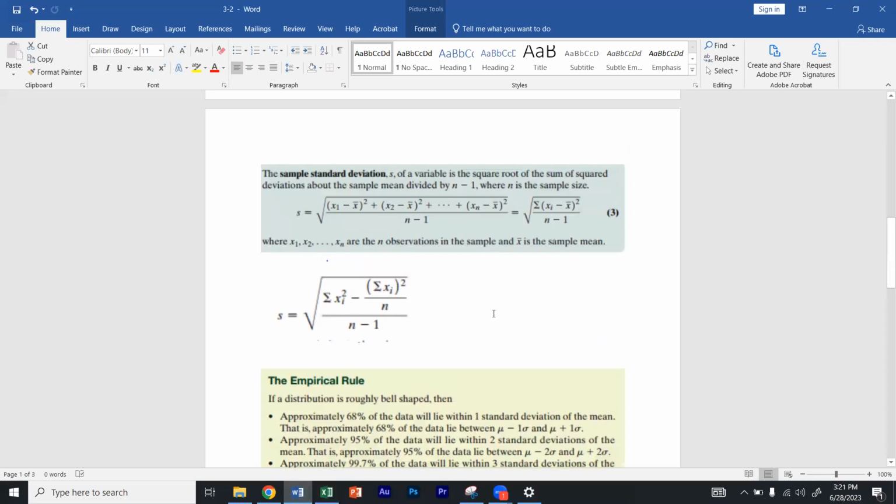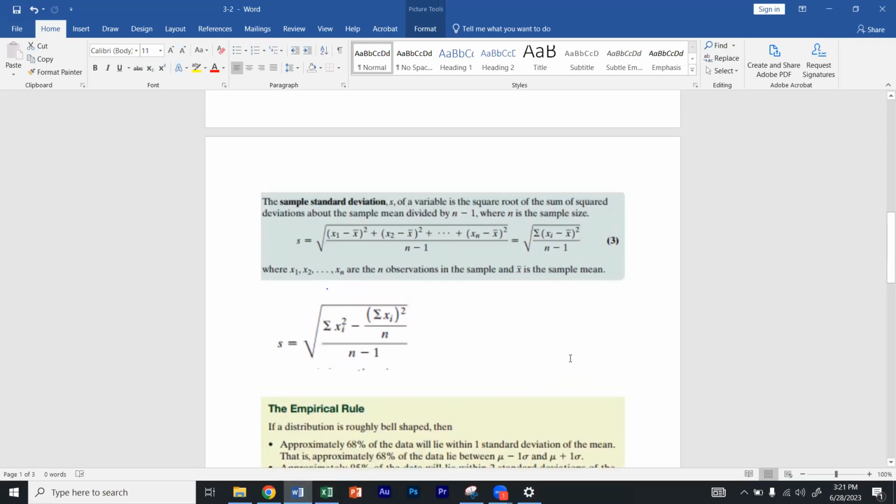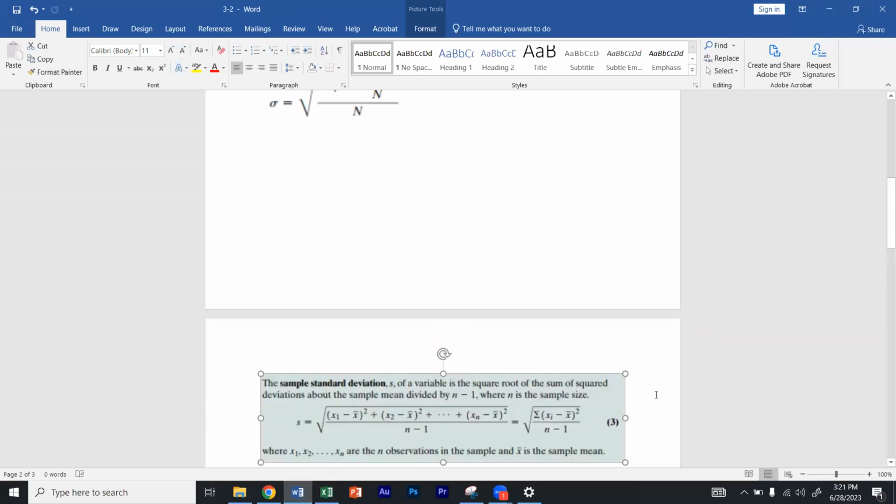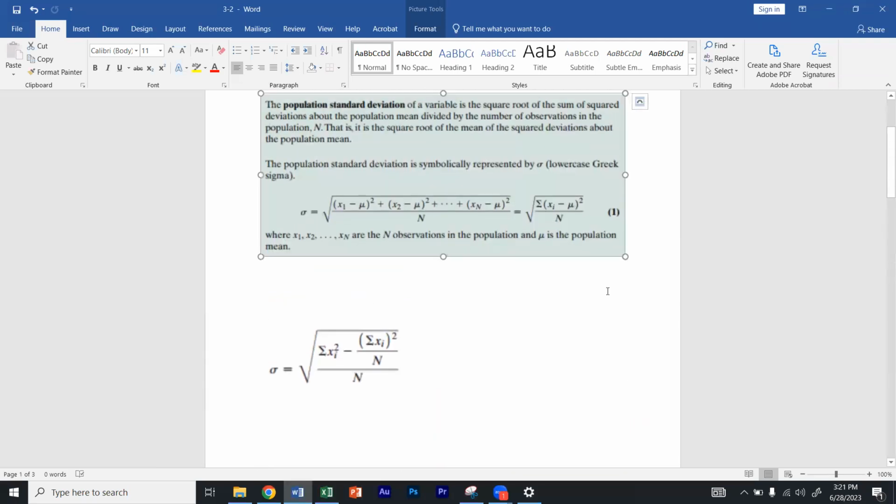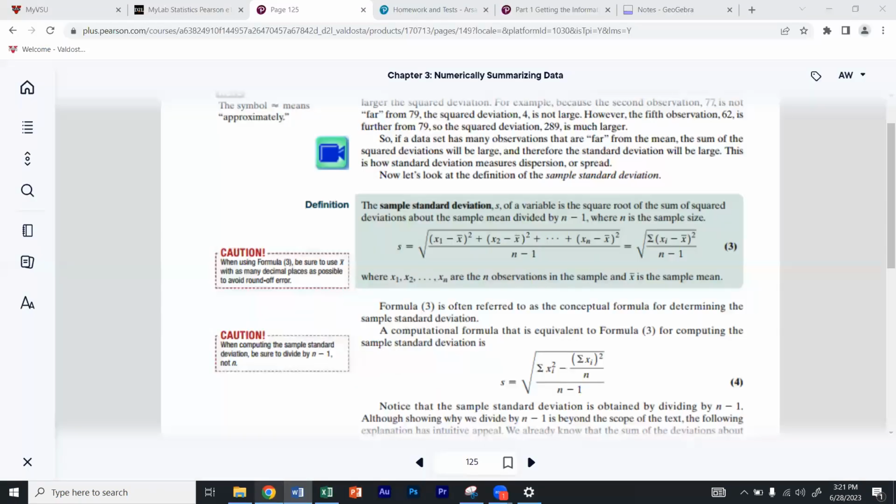Okay. So guys, when you are using a sample, not the entire population, we do the final division by n-1 and not n. Okay. So when you do the homework problems, it will tell you if it's a population standard deviation or sample standard deviation. If it's sample, you're going to do n-1. If it's population, you're going to do n. Let me go back and show you.